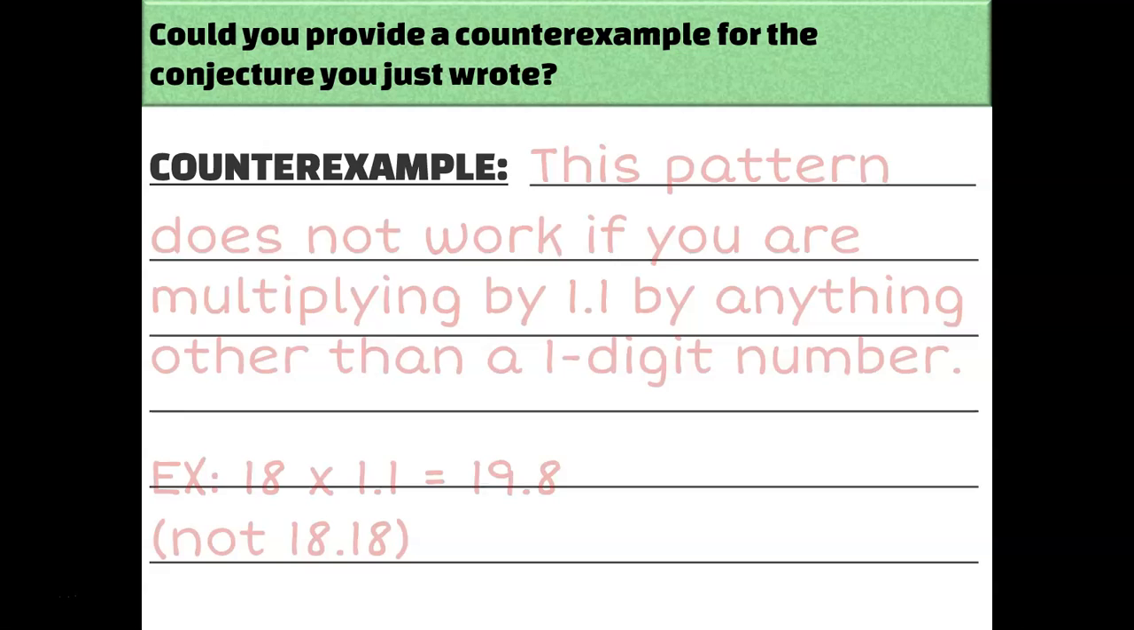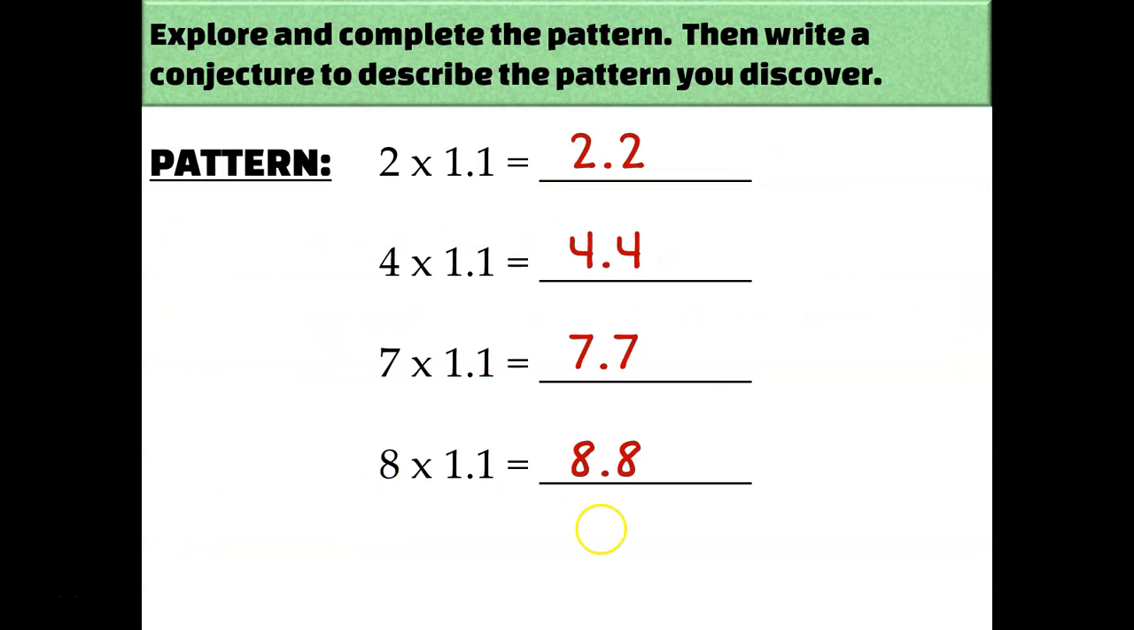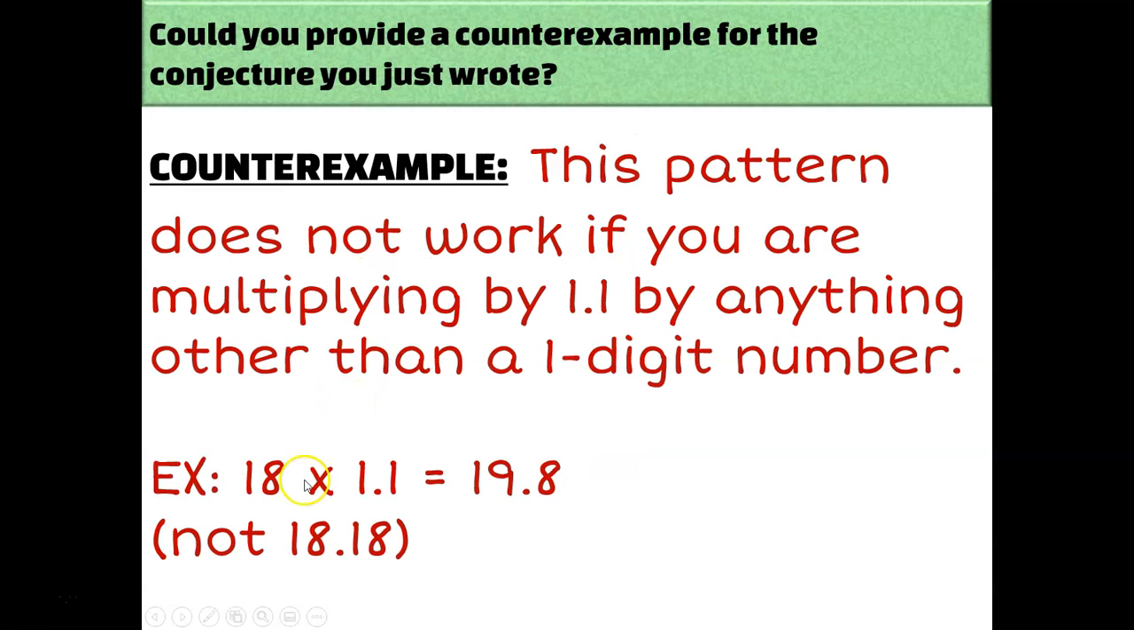For example, what if I multiplied by something that wasn't just one digit? Everything I multiplied by in my original pattern, 2, 4, 7, and 8, those were all just one-digit numbers. They were all less than 10. But if I multiply 1.1 by something that's 2 digits, well, according to my conjecture, I should get 18.18, but I don't. I get 19.8. So a 2-digit number breaks this pattern.